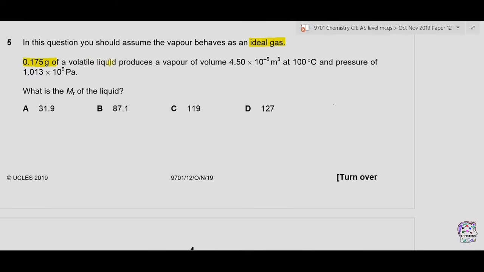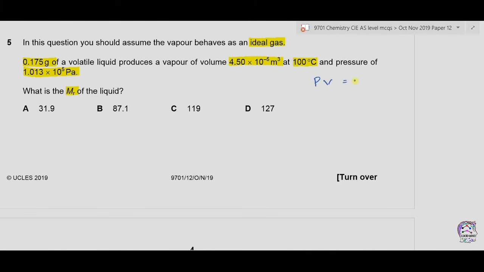0.175 grams of volatile liquid produces a vapor of volume 4.5 × 10^-3 meter cube at 100 degrees centigrade and a pressure of 1.013 × 10^5 pascals. What is the Mr of the liquid? Let's simply write the ideal gas equation.